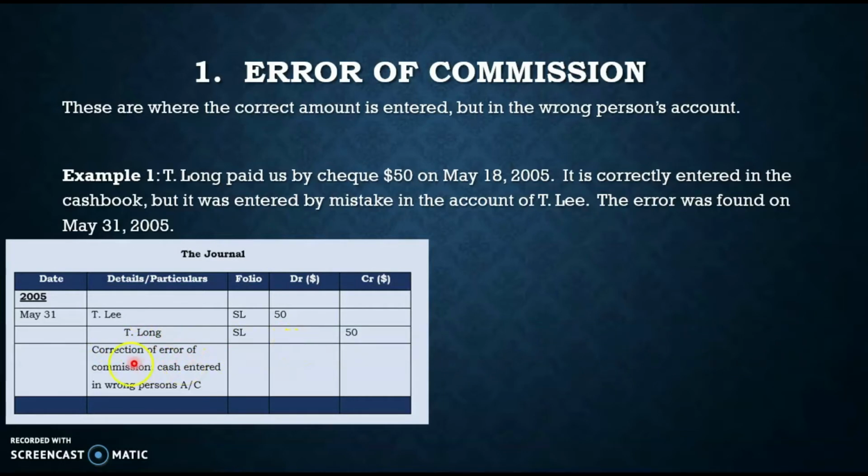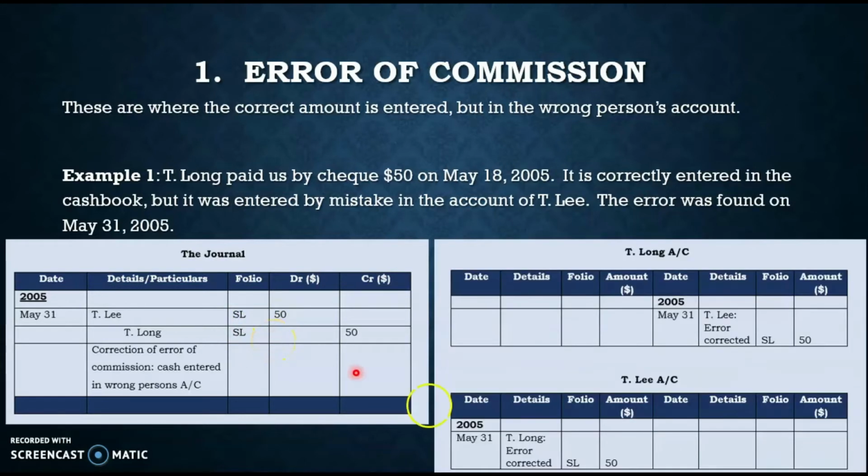Our narrative would be: correction of error of commission, cash entered in the wrong person's account. So originally it should have been entered on the credit side in T Long's account. It was not. It was placed in T Lee's account. So we're going to have to take it out of T Lee's account and make the correction in T Long's. So this is it.